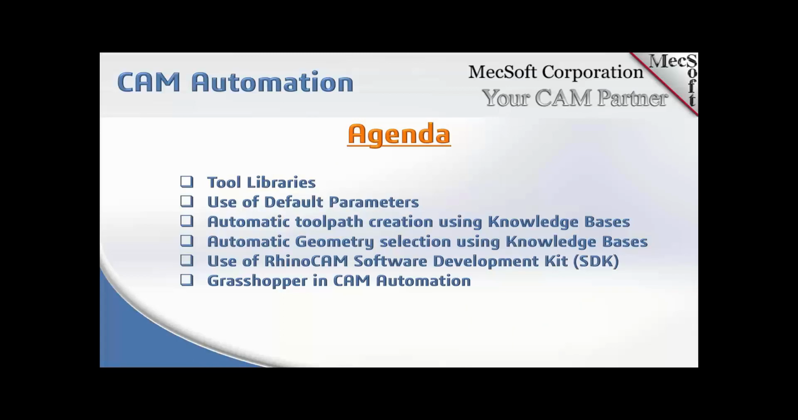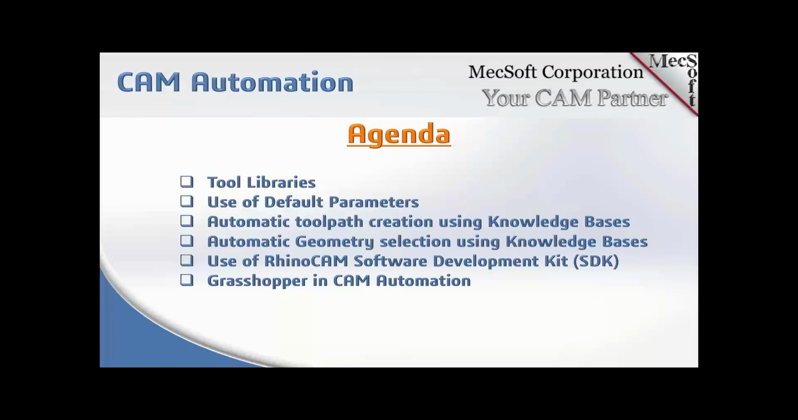tool libraries, and that's one level of automation. And then use of default parameters, how you can effectively use default parameters to implement automation as well. And then we're going to be talking about automatic toolpath creation using knowledge bases. This is stepping it up a little bit to use knowledge bases and the process information in your shop floor, using that, encoding or embedding it in knowledge bases, and then using that for repeatable and automated CAM process.